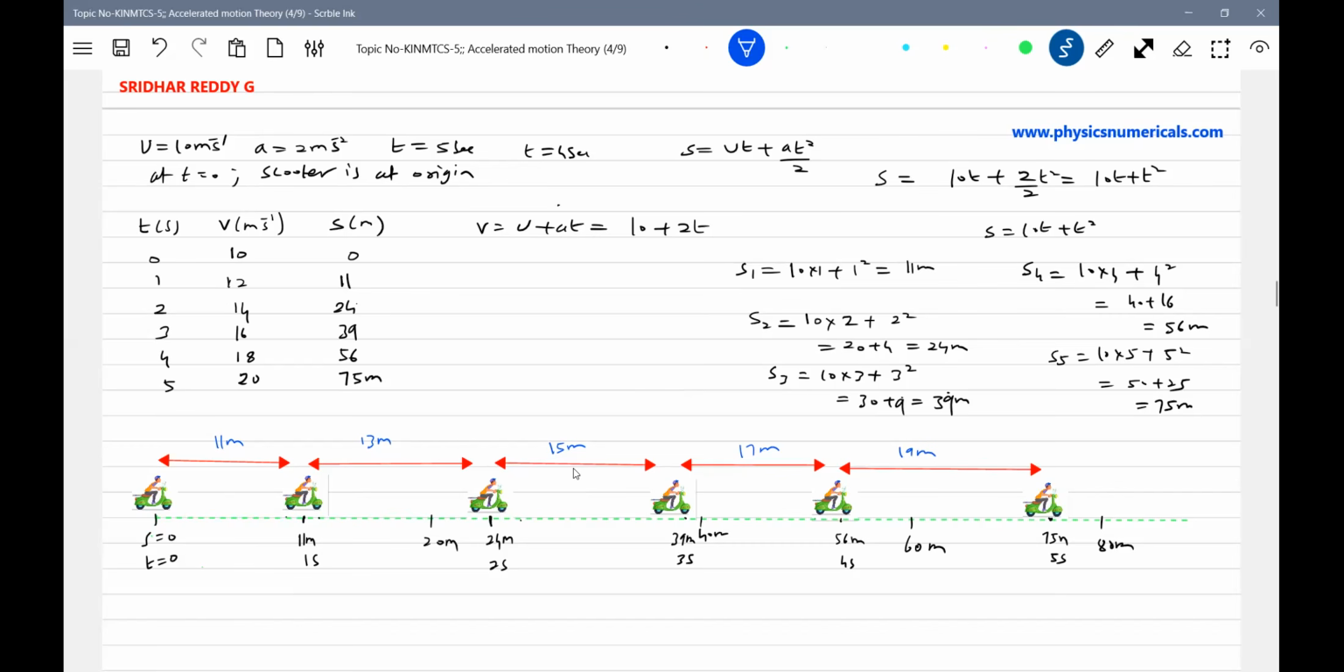Able to understand? In the first 1 second, it will cover 11 meter. Next 1 second, 13 meter. Next 1 second, 15 meter. The distance covered in equal intervals of time keeps on increasing. What is the duration of time? 1 second, you can see. On the other side, let me indicate the durations of time. 1 second, 1 second, 1 second, 1 second.